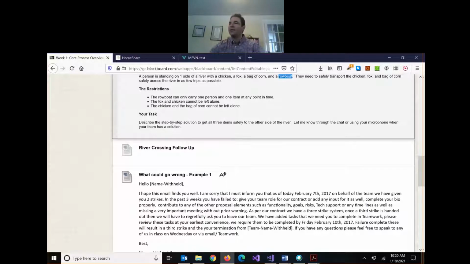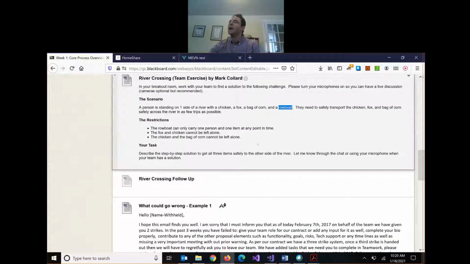How do you get all three items safely across the river in as few steps as possible? Okay, so I'm going to give you a bit of time in your teams, probably about 10 minutes. You can let me know if you need more time. And I want you to try to come up with the best solution you can. Okay. It'll take me a minute to do the breakout rooms.